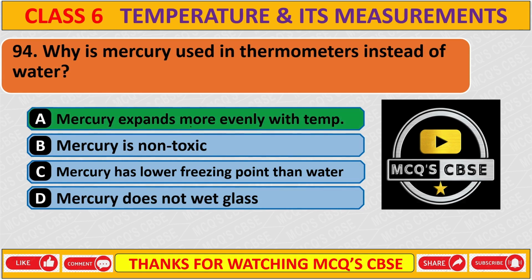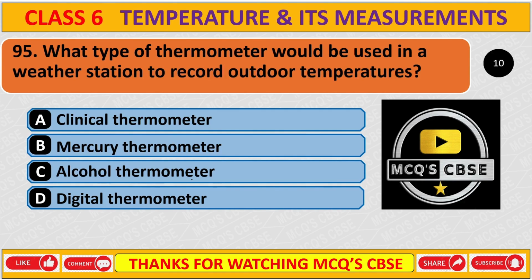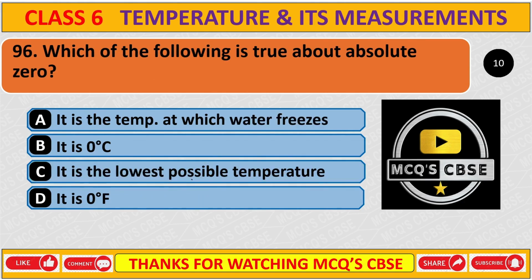Why is mercury used in the thermometer instead of water? And correct answer is A. Mercury expands more evenly with temperature. What type of thermometer would be used in a weather station to record outdoor temperature? And correct answer is C. Alcohol thermometer.